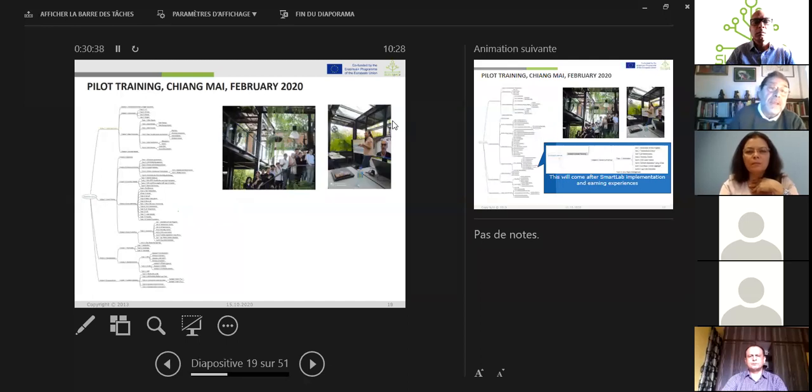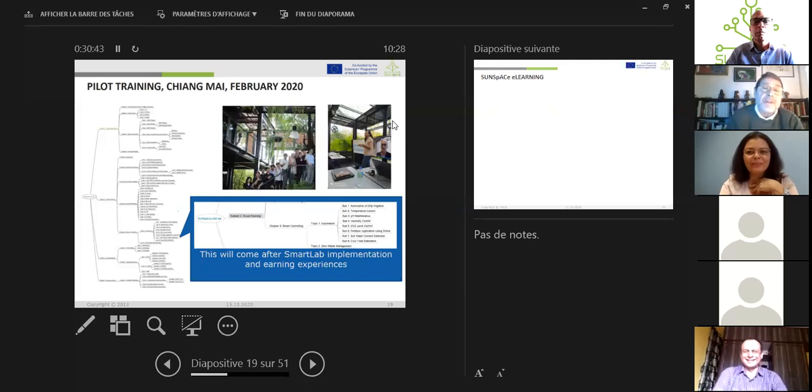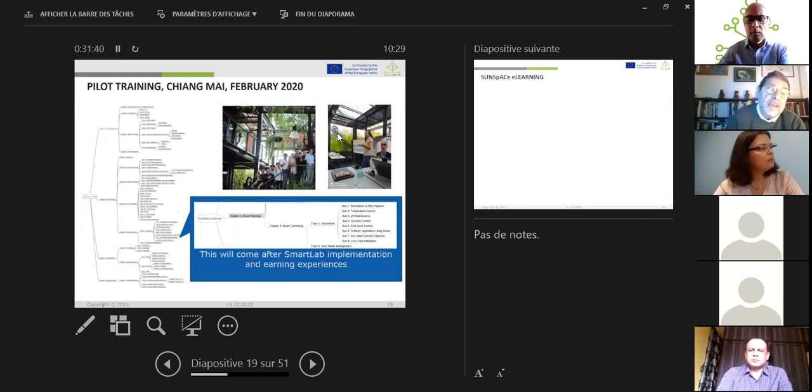I don't want you to read this figure on the left side, but it is just to illustrate how rich this content structure is, and it is already developed and available for everybody to learn. And in order to make it more compact and more efficient, we organized, just in the last minute before the COVID pandemic in Chiang Mai, a pilot training, which gave us many interesting experiences, but first of all, a good feedback on how to improve the content and the e-learning platform.